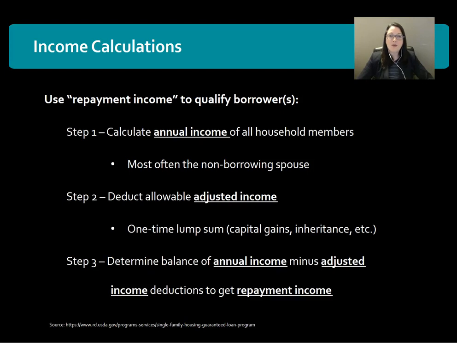Then step 3 would be to determine the balance of the annual income minus the adjusted income deductions to get the repayment income. Now, the most conservative approach would be to just use their annual income as it is, but you do have some options for deductions when allowable by USDA.